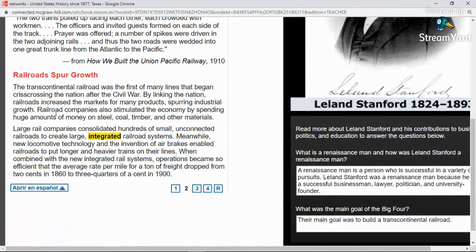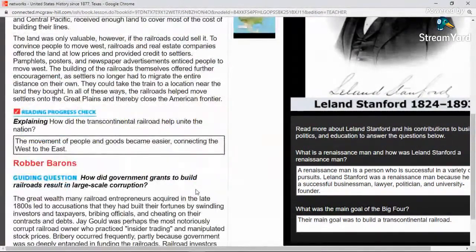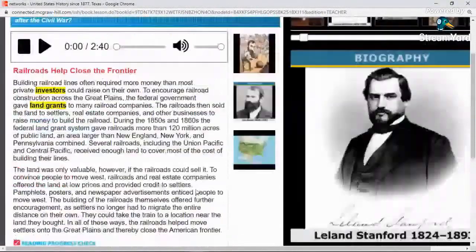So more money, more industrialization. It links the nation. It links the markets. So there's industrial growth. The economy starts growing. And these large railroads would connect to smaller ones. And this new locomotion technology was very important. The railroad is what really changed America, because things could get from one country to the other very, very fast. And also the railroads helped to close the frontier.